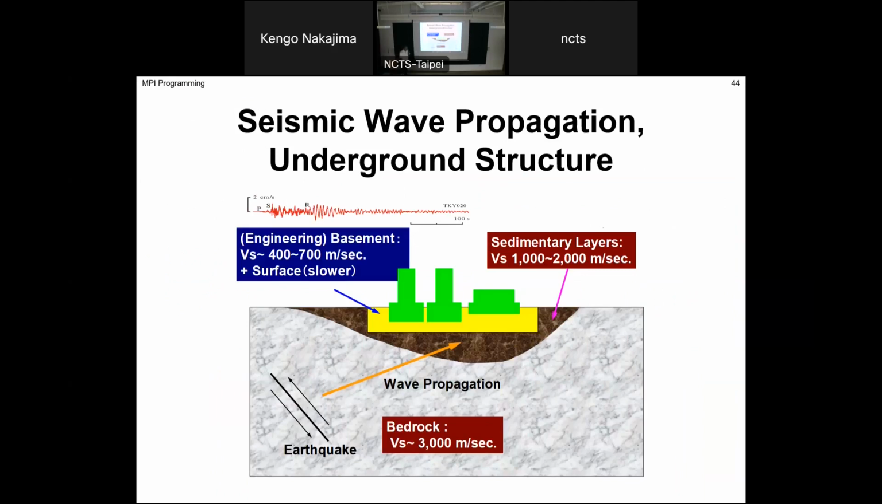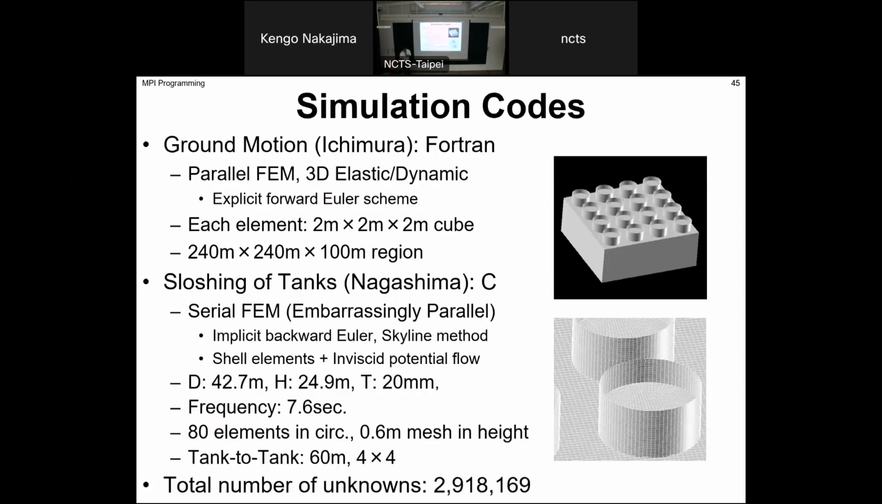And we developed the code, and we are mainly focusing on this very shallow part, so some basement and also some building. This is an overview of the code. You can see the ground motion part is finite element and written in Fortran. And this tank part is also finite element, but it's written in C language.